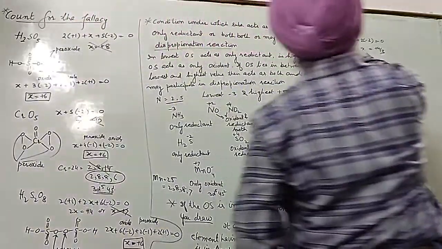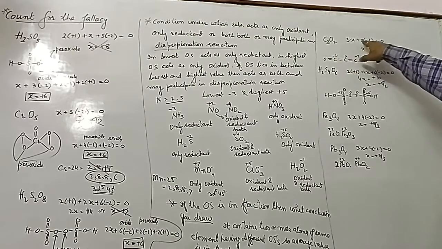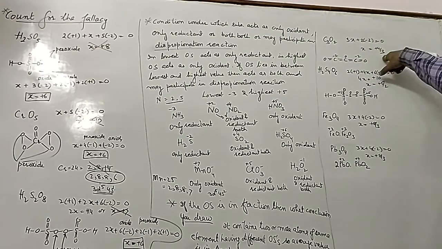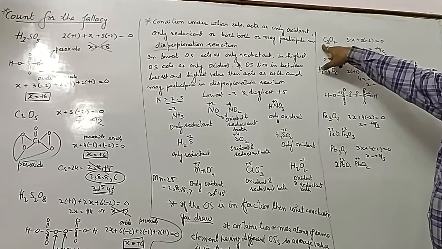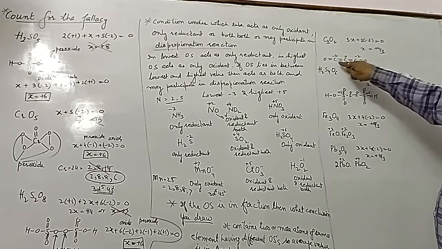Like in C3O2, 3x plus 2 into 1 comes to plus 4 by 3, which is in fraction. Why? More than 1 atom of the same element is present. The structure is this one.